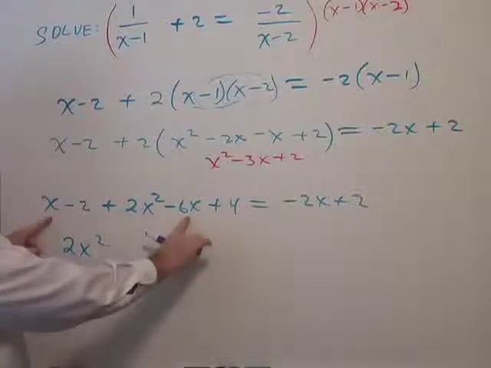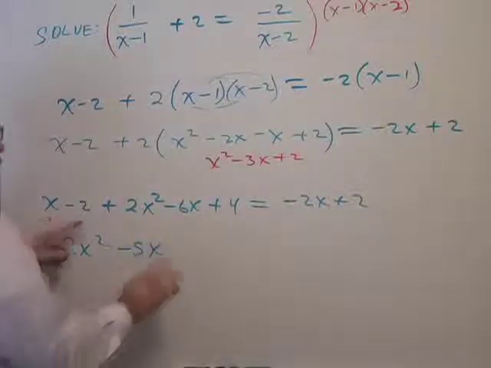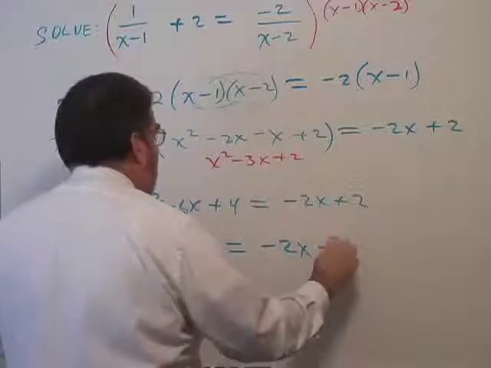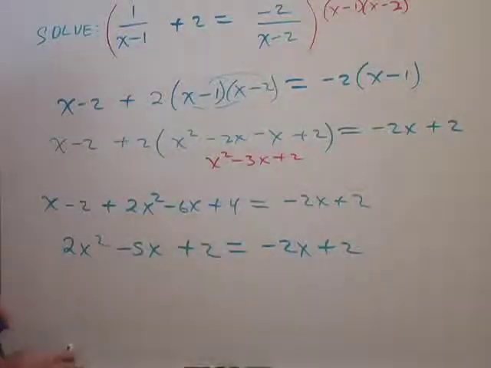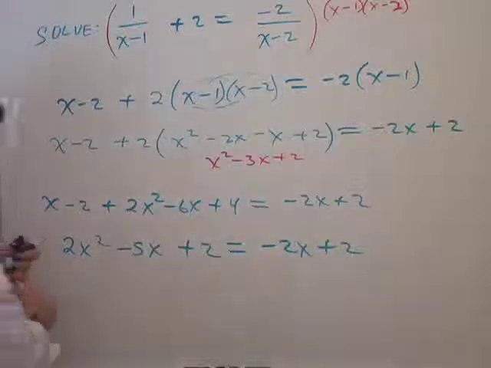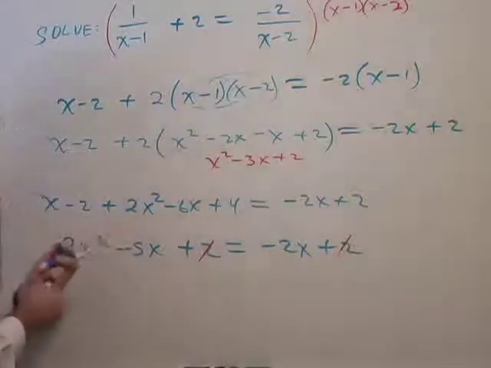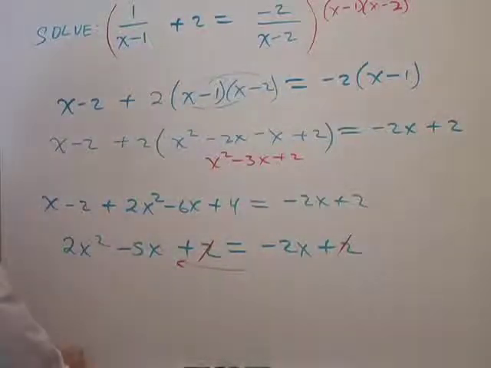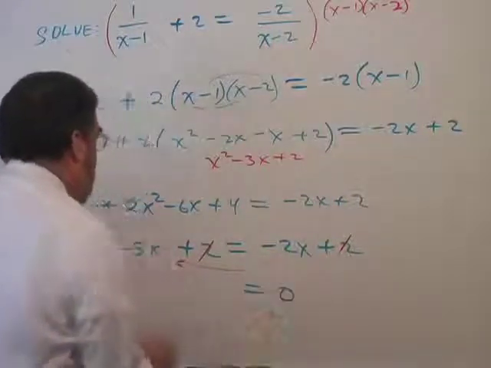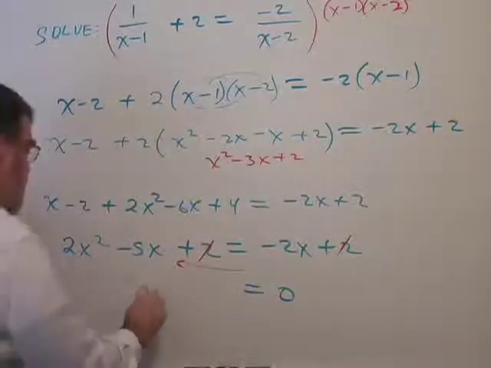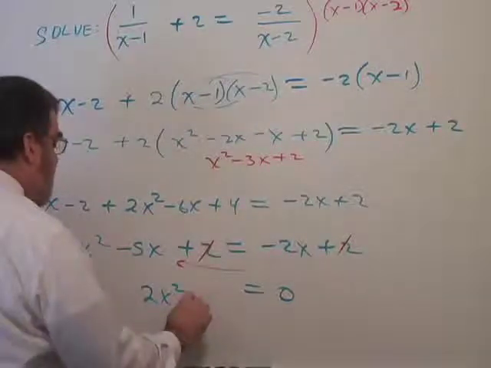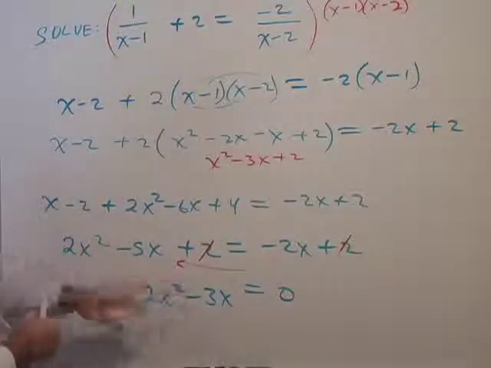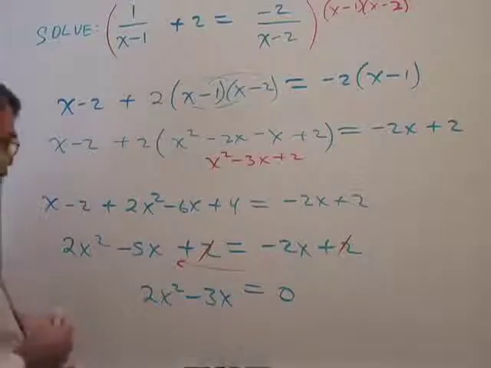Alright, so I have 2x squared, and let's see, this is going to be minus 5x, and then plus 2 equals negative 2x plus 2. And here, if I subtract 2 from both sides, the 2's will cancel. And if I add 2x to both sides, effectively bringing it to the left side, then I'll get my 0 on the right. And on the left, I'm going to have 2x squared minus 3x, because I added 2x to negative 5x. Alright, so here's my equation in its simplest form.